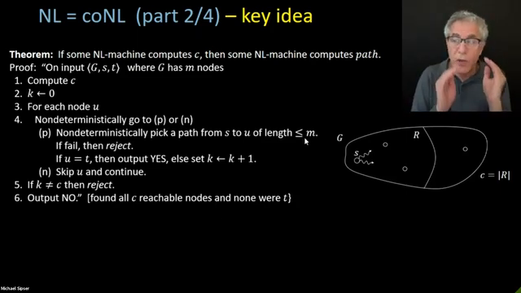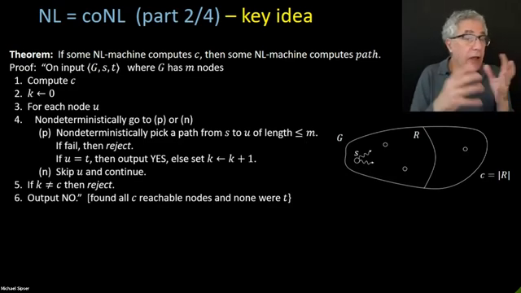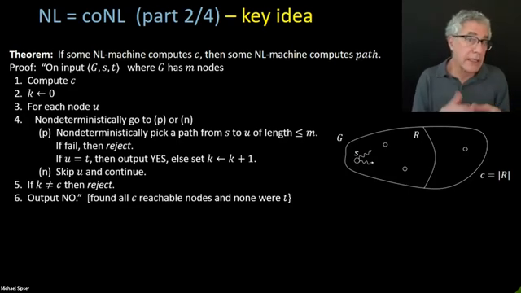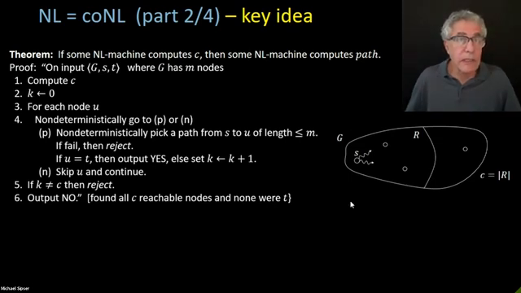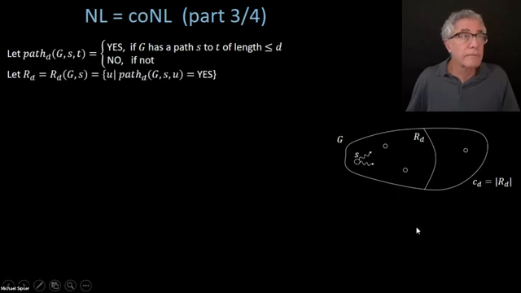But if I know in advance how many nodes are reachable within D, I'm going to find all the nodes that are reachable within D and see, was T one of the ones reachable within D? It's the same exact idea. So here is the next slide, which kind of shows that. So here are the definitions. Path sub D means reachable by a path of length at most D. Okay, so R sub D is all of the ones that are reachable by a path of that length. And C sub D is the count. It's the number that are reachable within D.